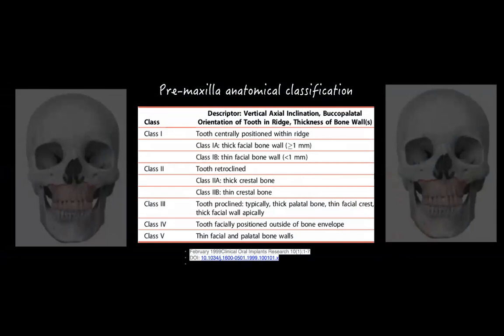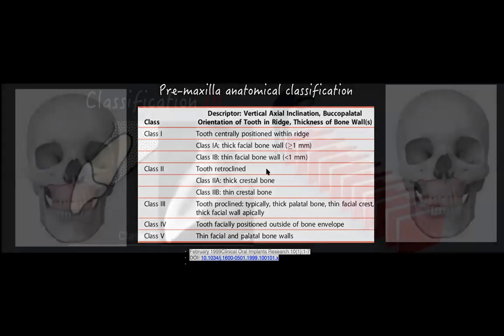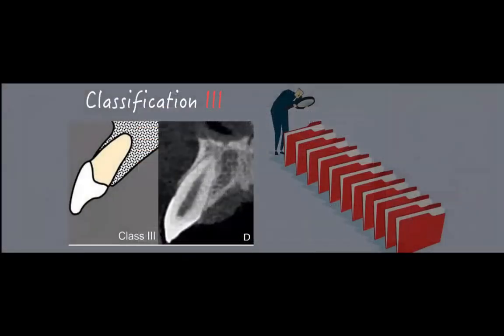Class 3, the tooth is proclined at this point, typically with thick palatal bone, thin facial crest, and a thick facial wall apically. What does it look like? This is what you're looking at, okay? You have a very thick lingual area of the bone. You have plenty of bone beyond the apex of the tooth that you could work with, but the tooth is slightly proclined.